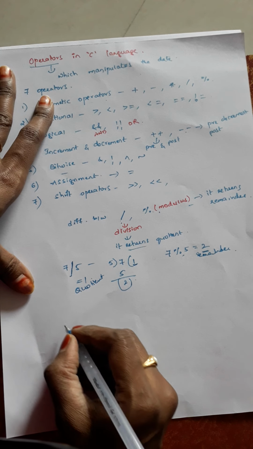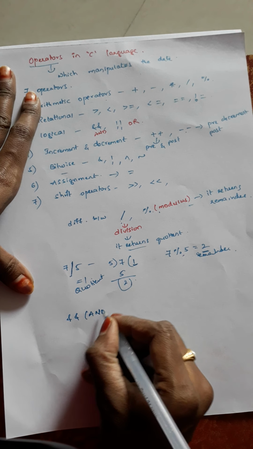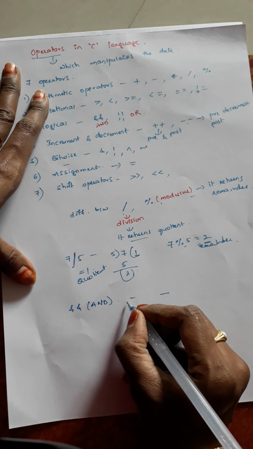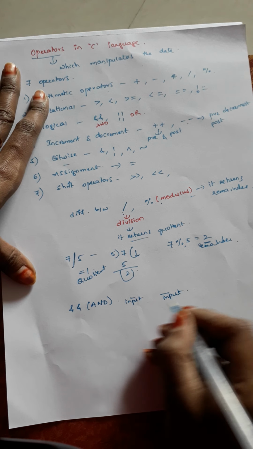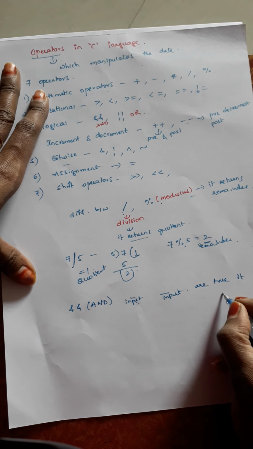And next, in logical operators, AND. So what we call it as an AND. It takes two inputs. This is an input, this is an input. If these two inputs are true, then it returns true.